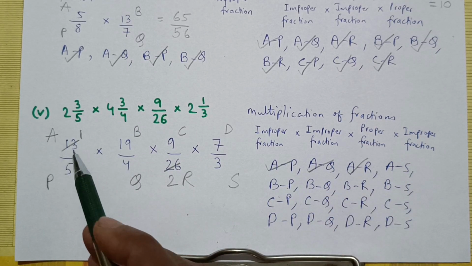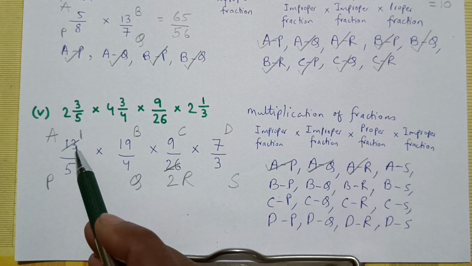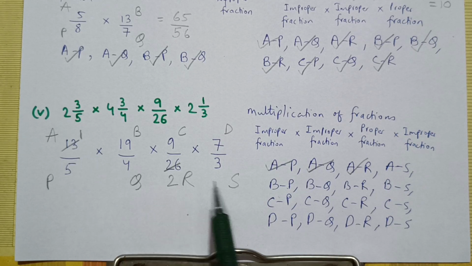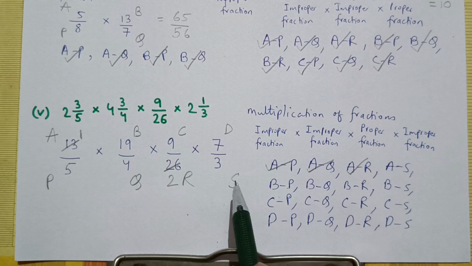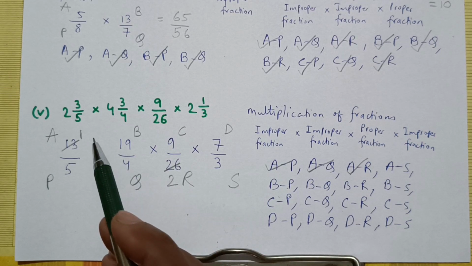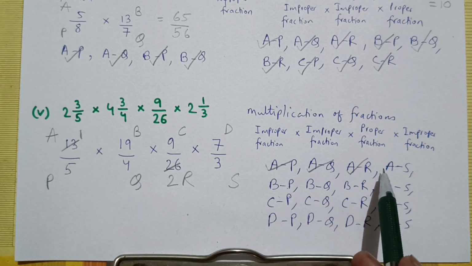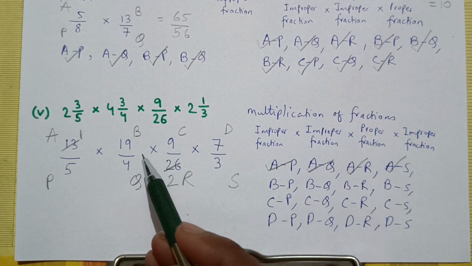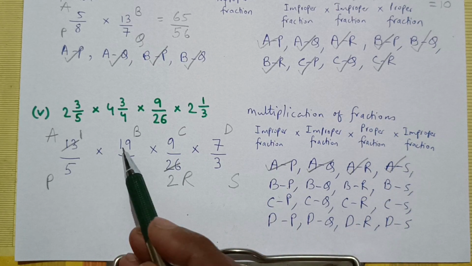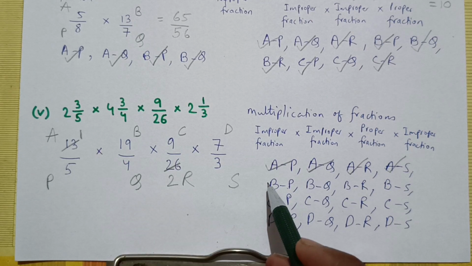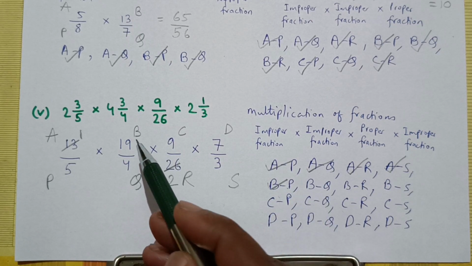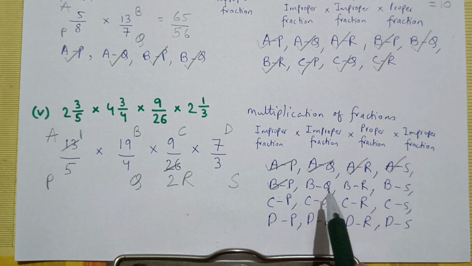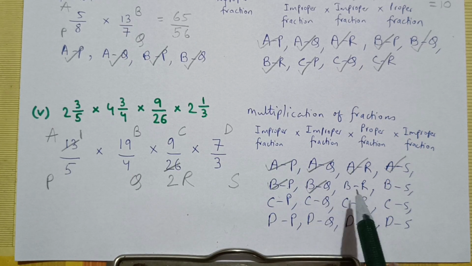AS. Now A is 1. A is no longer 13. A is 1. So AS is 1 by 3. S is 3. So 1 by 3 you cannot reduce any further. This is already in its lowest form. Next is BP. B is 19, P is 5. 19 by 5 you cannot reduce any further. BQ, 19 by 4, also you cannot reduce any further. This is already in its lowest form.